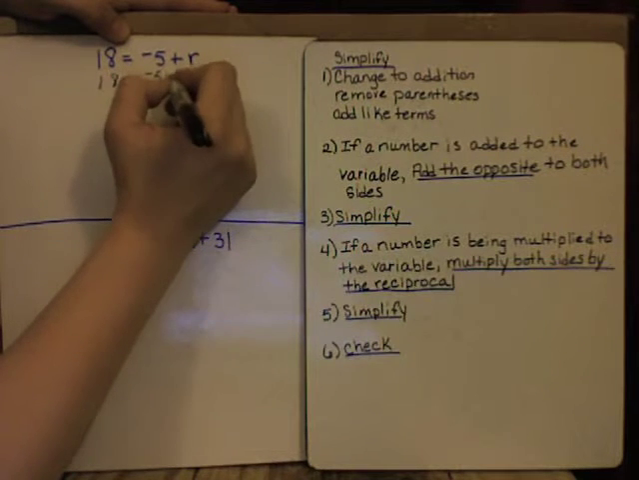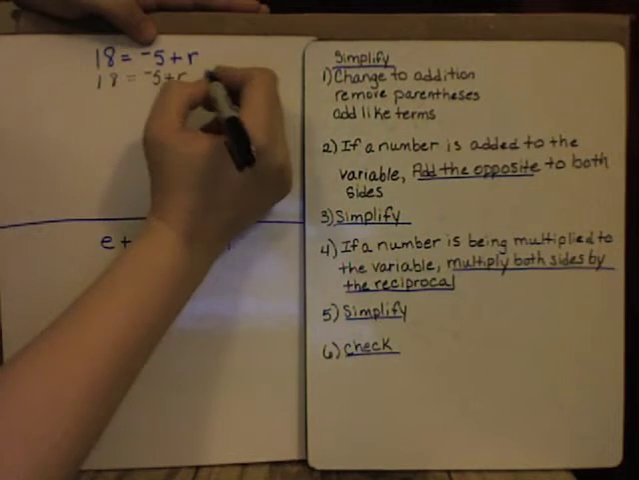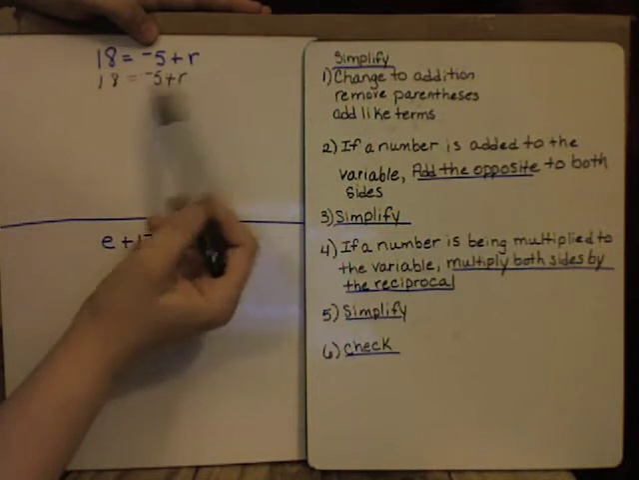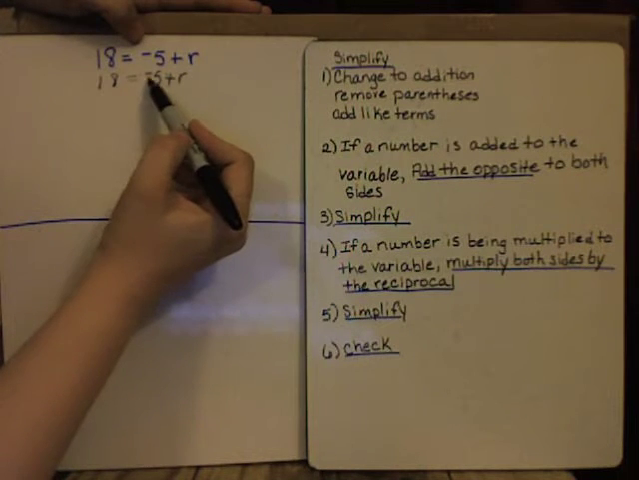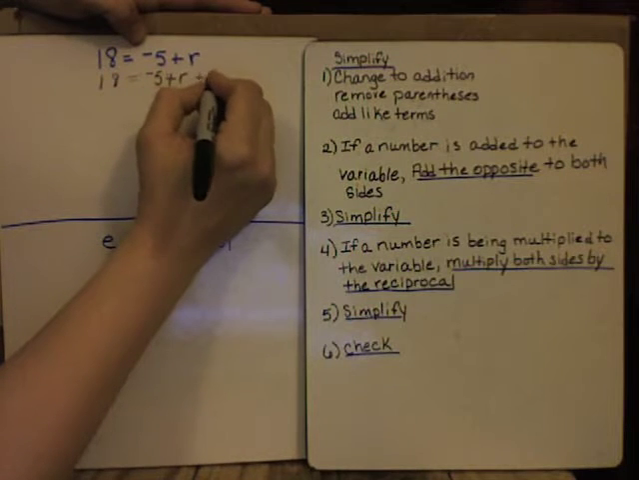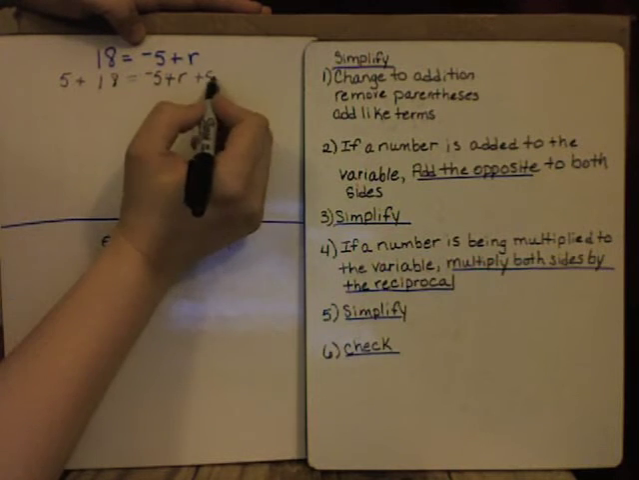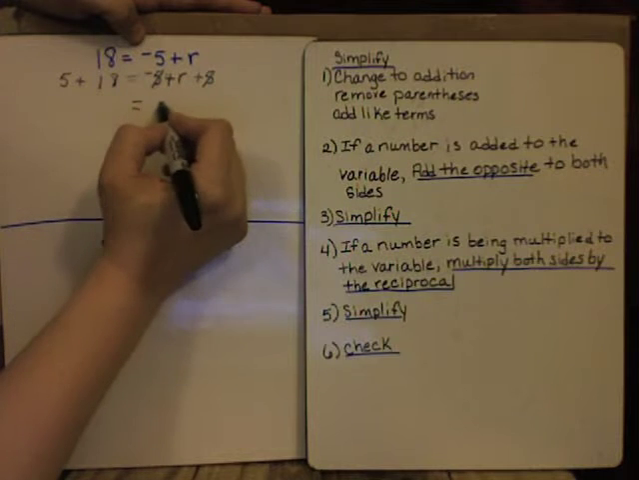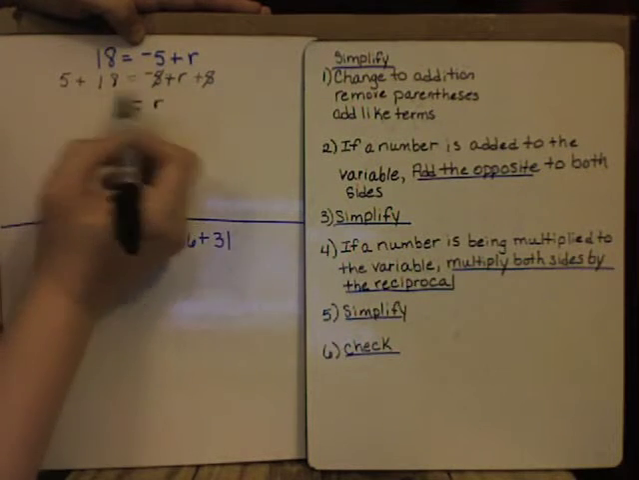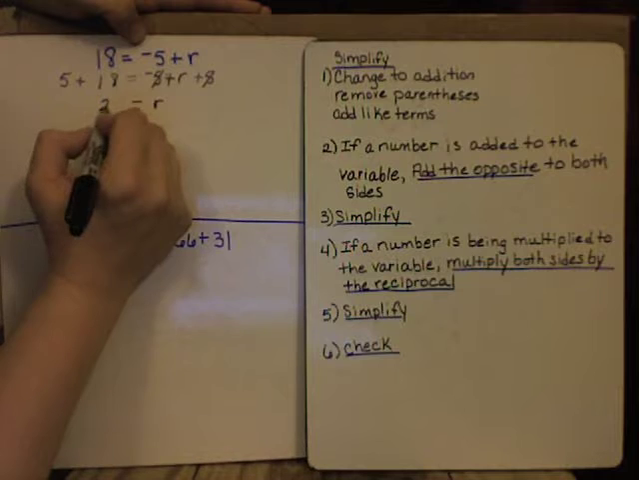So we've got -5 plus r, and if we add the opposite of -5 to both sides, that would be 5. We want to always add the opposite because our goal is to get rid of everything else that's on the same side of the equal sign as the variable. And it is sharing the same side with a -5, so if we add a +5 to both sides, we can cancel this out. So to simplify, which is the third step, the 5 and the -5 will cancel out, leaving us with r. Then on the other side, we just need to add 18 and 5. If we add those two numbers together, we get 23.